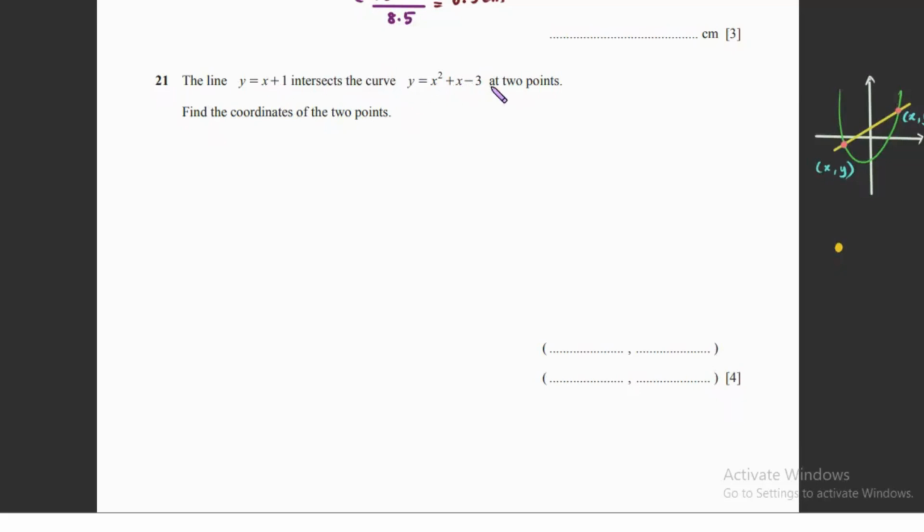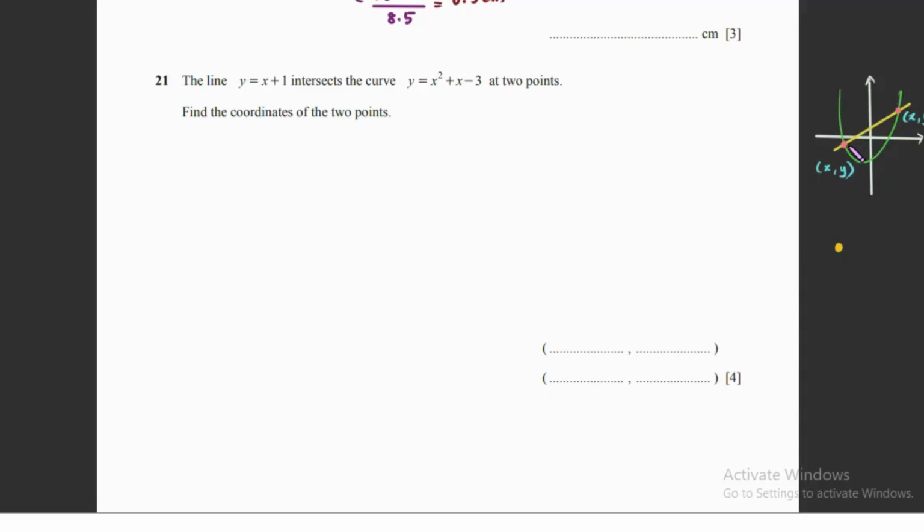And the two graphs intersect at 2 points, and you're supposed to find the coordinates of the 2 points. This means we have a quadratic graph, which is in the shape of a U, or it can also be in the shape of an N, but in this case, it will be like a U. And we also have a straight line graph. So the two places where they intersect are as shown in the diagram on the side here.